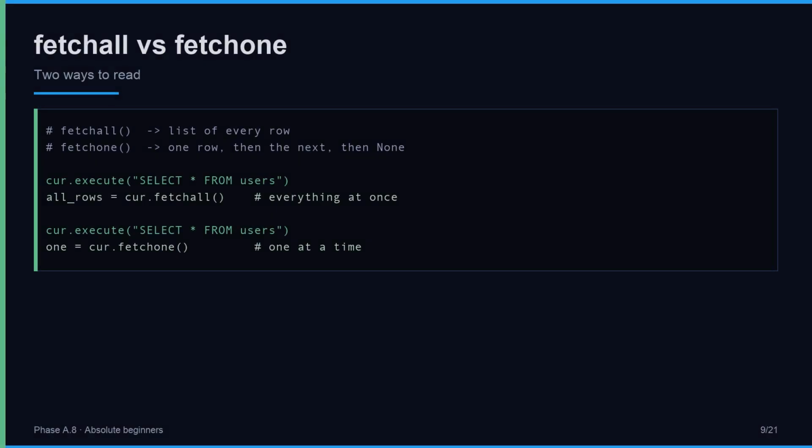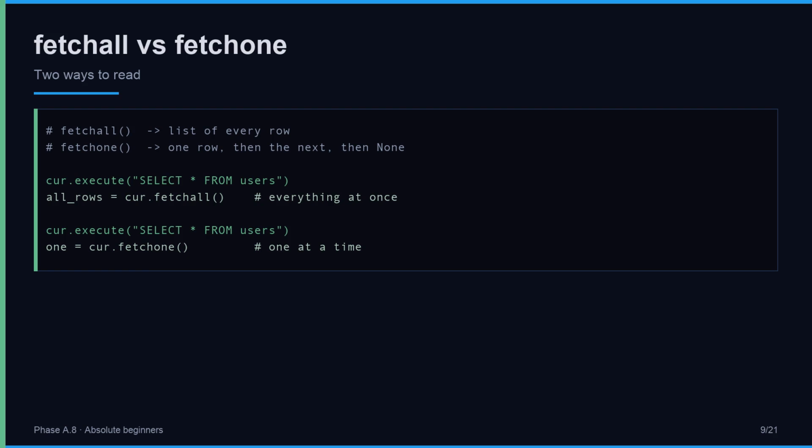Quick comparison. fetchall returns the full list of rows all at once, handy when you need everything and the table is not huge. fetchone returns one row per call, walking forward through the results, and returns None at the end. Use fetchall when you want the whole result set in a list. Use fetchone when you only need a single row, or when you want to step through results one at a time without loading them all into memory. Both are valid, pick based on what your code needs.